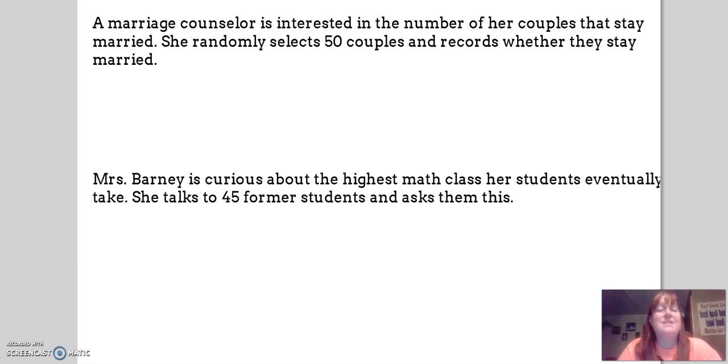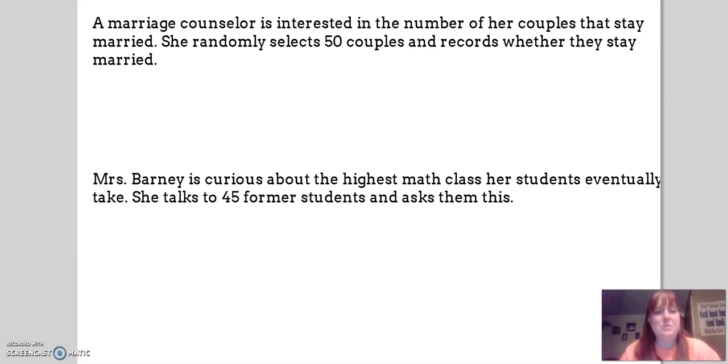So if I asked every single person in our high school how tall they were and then use that to calculate a number, that would be a parameter. But if I asked 20 people in our high school how tall they were and used that to calculate a number, then that would be a statistic because it's a number that's calculated from a sample.